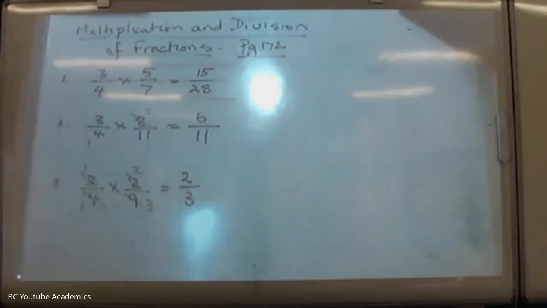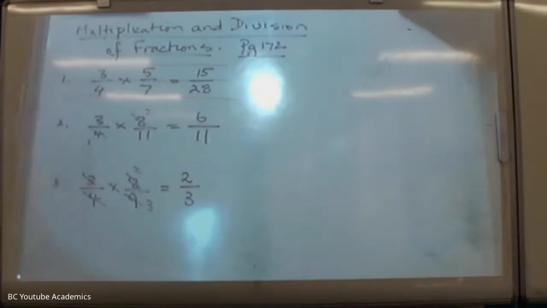Can I also say that when I cancel a whole number, I very often don't even bother to show the ones. I just leave it out. I know it's there, and I simply say 1 times 2 is 2, and 1 times 3 is 3.